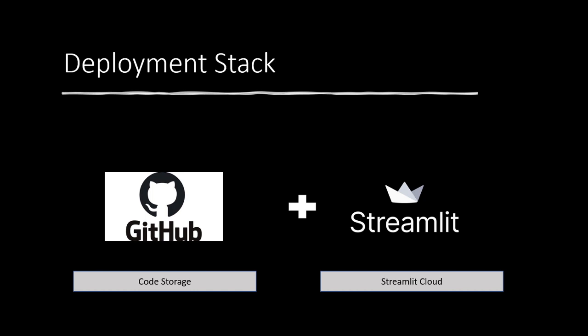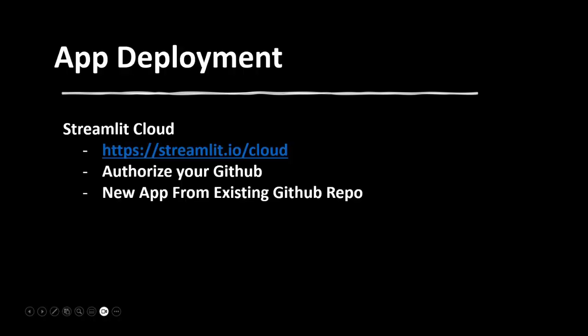And to deploy this application to the internet so that other people can use it and see it, we're going to be using GitHub for storing our code, and we're going to be using Streamlit Cloud to deploy our application. To deploy this application, I have it on a couple other videos, but essentially you're going to want to go to streamlit.io/cloud. You're going to want to authorize your GitHub, and then the third thing is to make a new app from an existing directory.